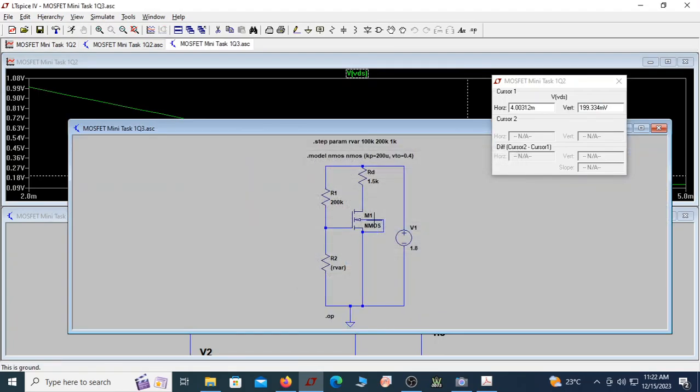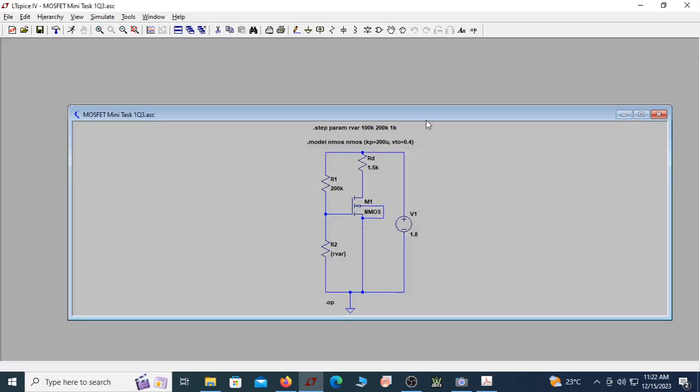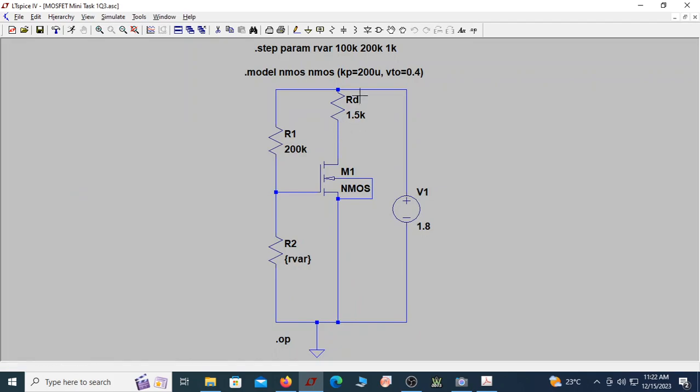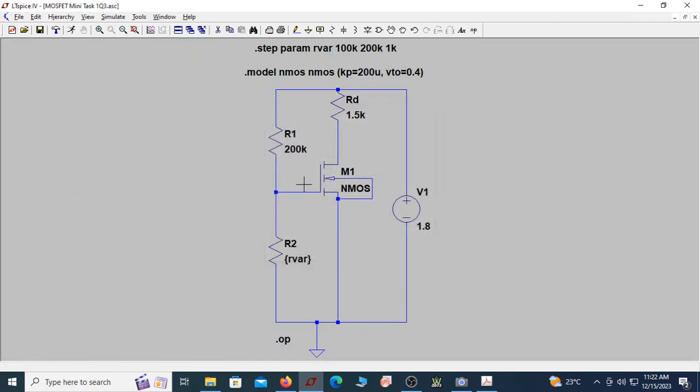This is question number 3. You have the same thing here. So let me delete. Okay, save this and then take out. See now, do you have RD as 1.5K? Do you have WL as 40? And do you have this as 200K and this as variable one? I am varying it from 100K to 200K because I know that it will happen at 187 kilo ohm.